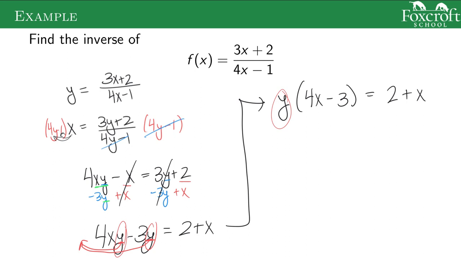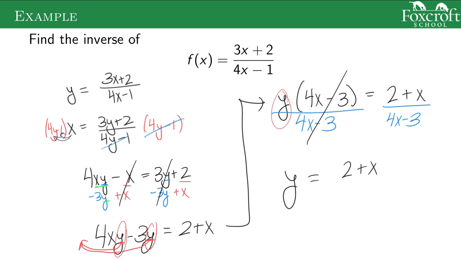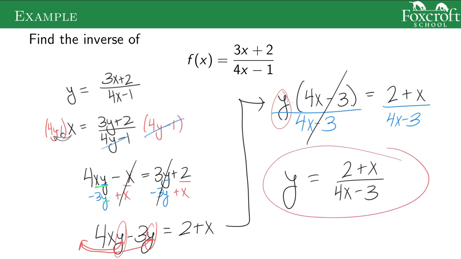And now we want to get this y by itself. If we want the y by itself, we get rid of the thing it's being multiplied by. I'm going to divide both sides by 4x minus 3. Because that cancels out, and I get the y finally all by itself. On the right, I just get this kind of complicated looking fraction, 2 plus x over 4x minus 3. All right, and that is our answer for our inverse.